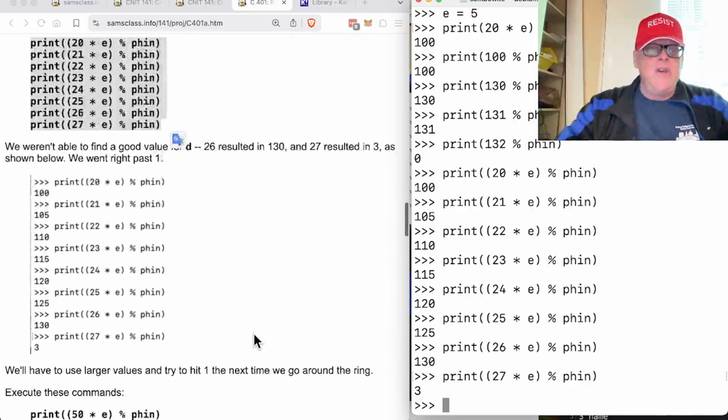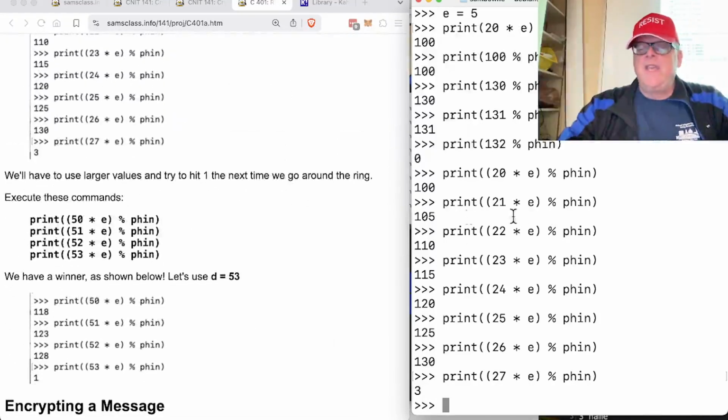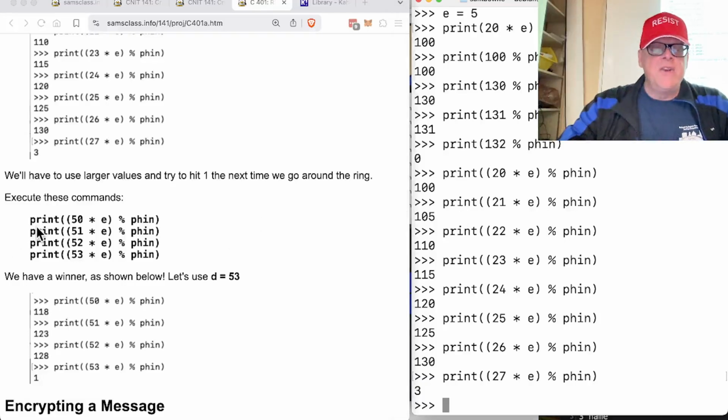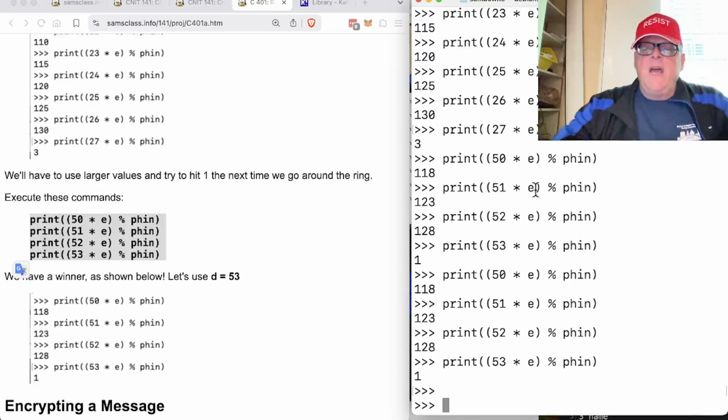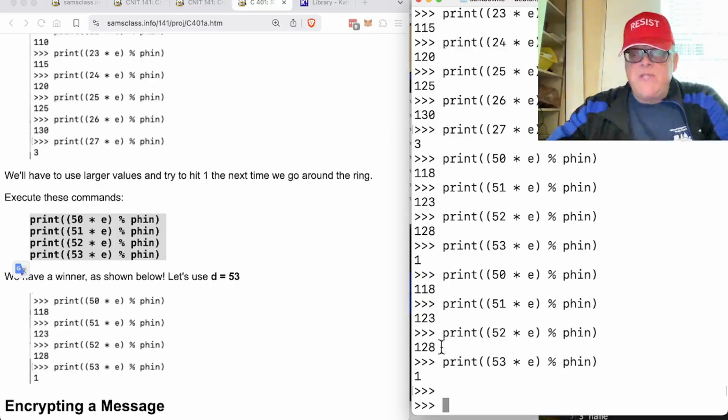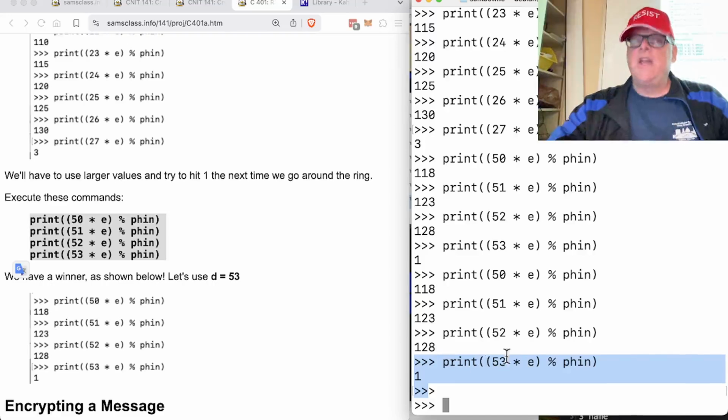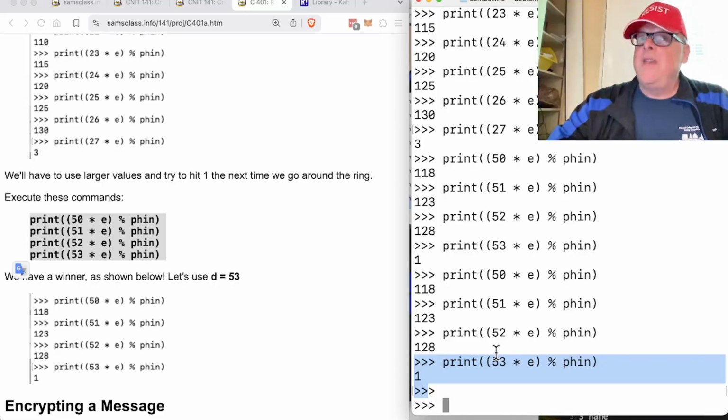So again, there's no point trying numbers until I get up to about the second cycle, and that's in the range of 50. So here, if I try them, there we go. I get 50. Here we are. 50 is 118, 51 is this, 52 is that, and 53 is that. That's the inverse. 53 times 5 is 1 in modular arithmetic. So the encryption key is 5, and the decryption key is 53.